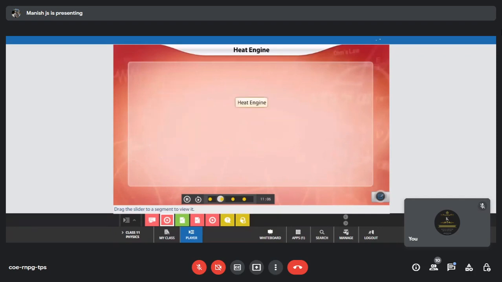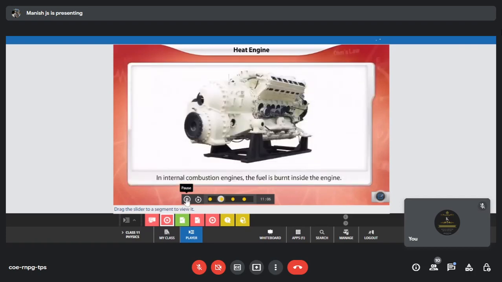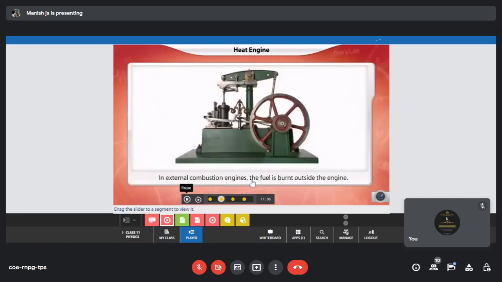Heat engines can be broadly classified into two types: internal combustion engine and external combustion engine. In internal combustion engines, the fuel is burnt inside the engine. The engines used in cars are internal combustion engines. In external combustion engines, the fuel is burnt outside the engine. Okay, so these are two categories: internal combustion engine and external combustion engine.